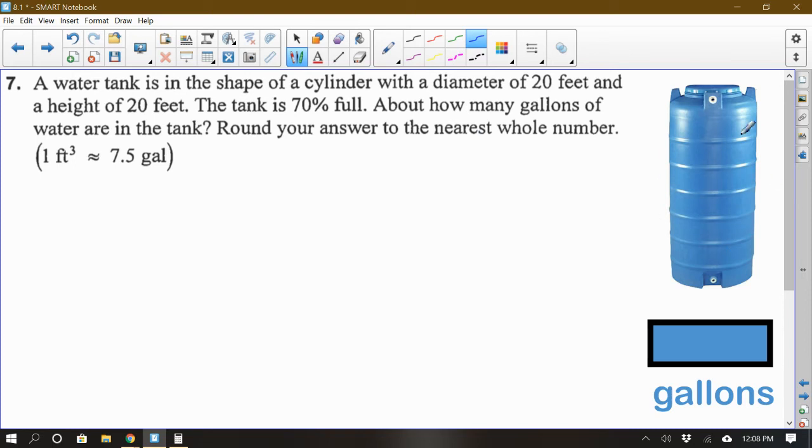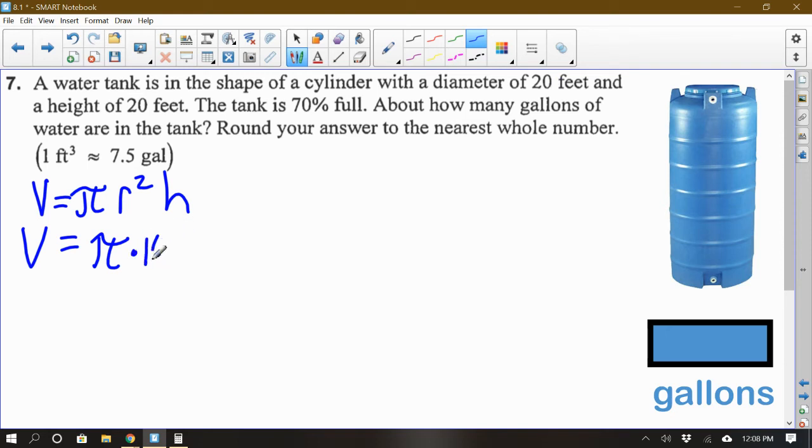All right, well, let's start with our volume. So again, volume is pi times our radius squared times height. Okay, so we're going to again leave the pi alone because we have a pi button. Again, if you don't have a pi button, just use 3.14. The radius, well, let's see. Oh, they gave us the diameter. So if the diameter is 20, we cut that in half to get the radius. So our radius would be 10 squared times the height. Now, what was the height? There it is. The height is 20 feet.